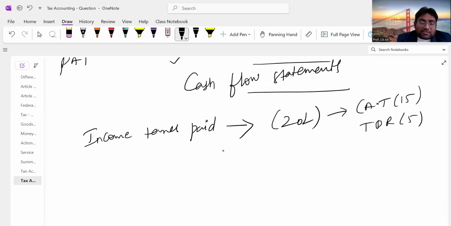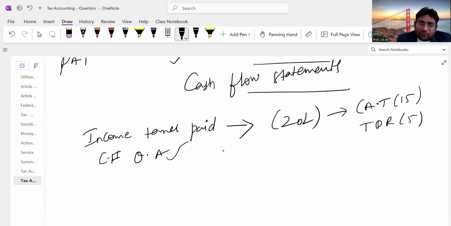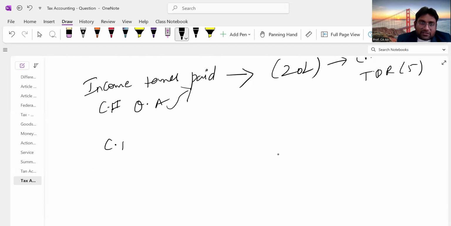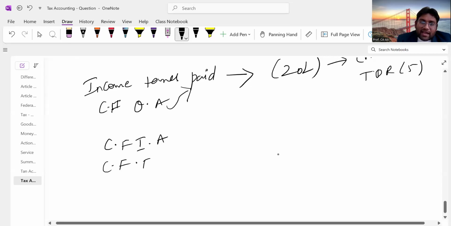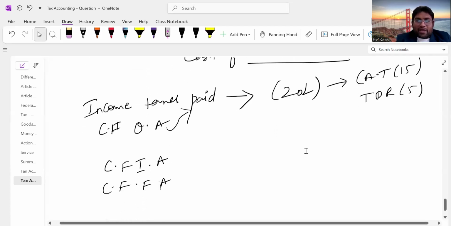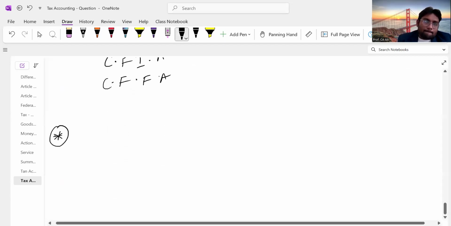So this, as everyone knows, comes under cash flow from operating activities. Under this you will get income taxes paid. Everyone knows this format. We also have cash flow from investing activities and cash flow from financing activities. All those things are there, which are not part of our discussion. So under the operating activities, you paid income taxes of 20 lakhs. Now I have one more question.